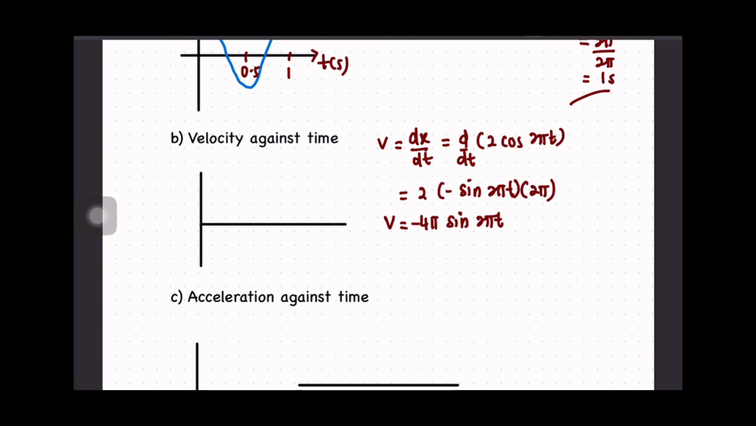So the function of this graph is sine, so you have to draw a negative sine graph, like this. So t in second, v in cm s negative 1. The period is 1 and 0.5. And then here will be 4 pi and here negative 4 pi.